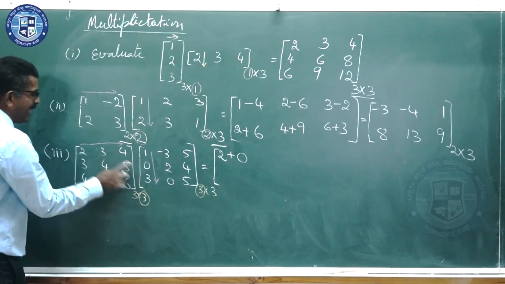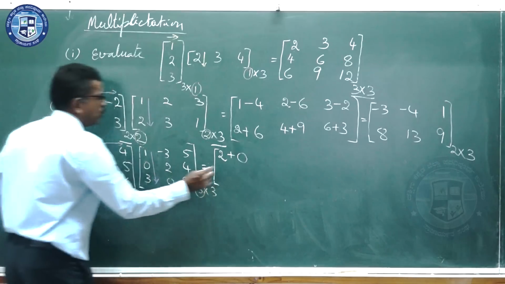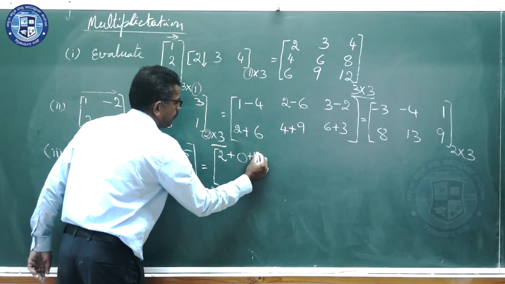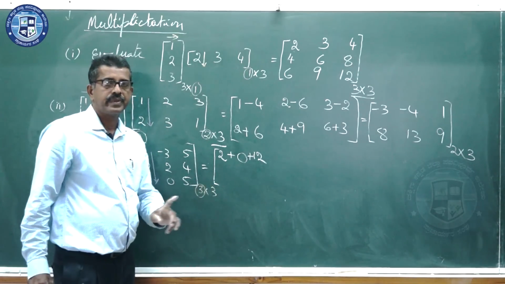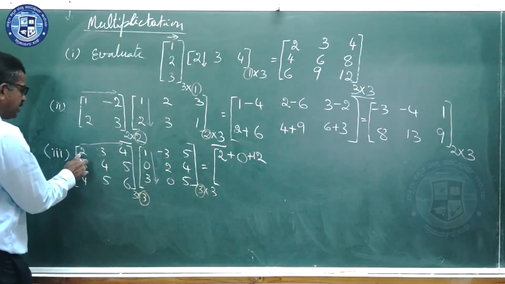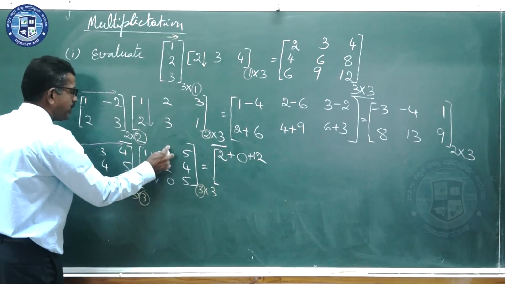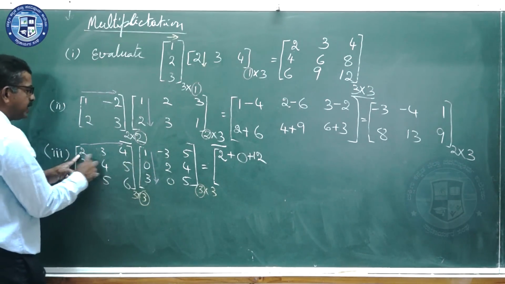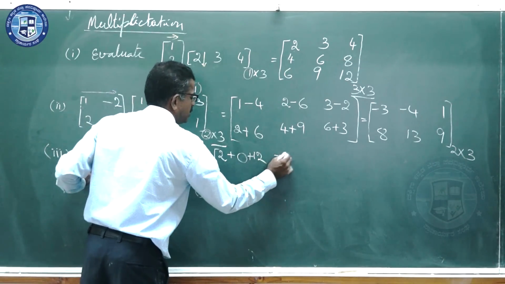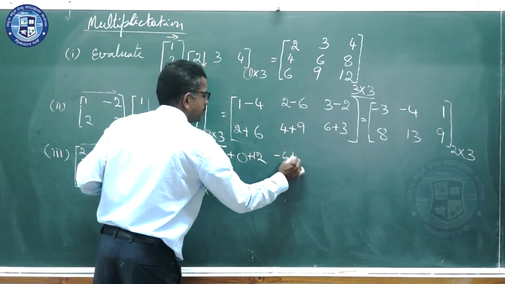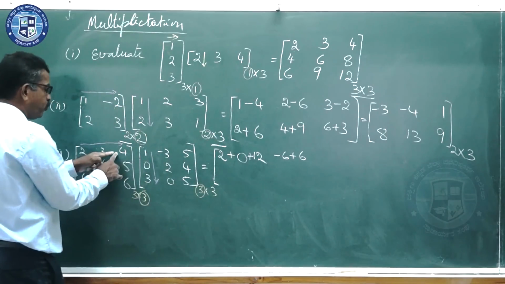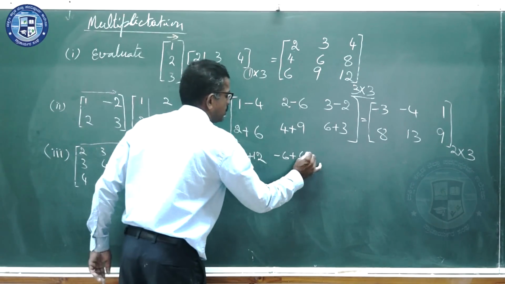Next here 4 into 3, 4 3s are 12. We need to add them. And this is the very first element. First entry is like this. Now what will be the second entry here? First row with the second column. We expect here 2 into 3, minus 3, it is minus 6. Then 3 into 2, it is 6. Then we have here 4 into 0, it is 0.